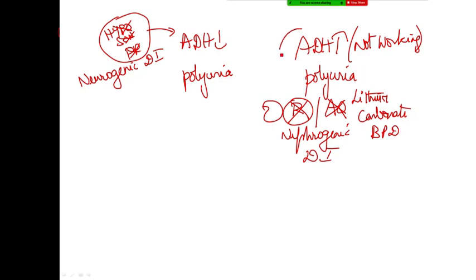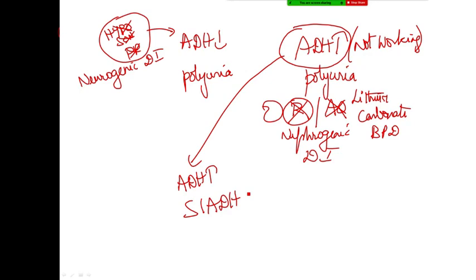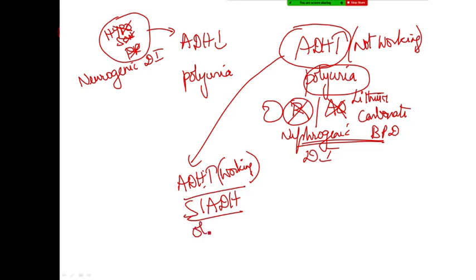What's the differential diagnosis for high ADH? In which other disease is the ADH going to be high? Syndrome of inappropriate ADH. But what's the difference between nephrogenic and inappropriate? Here ADH is high and it is working, right? In nephrogenic it's not working, so they have polyuria. In SIADH it is working. So what will they have? Oliguria. They have less urine.